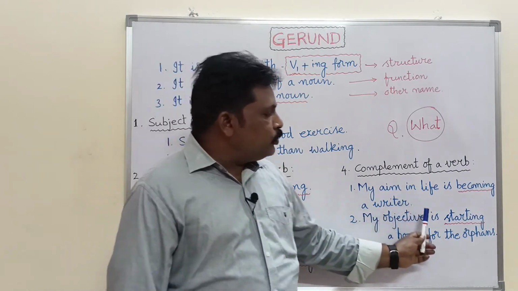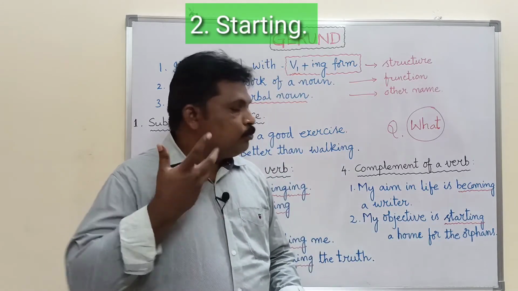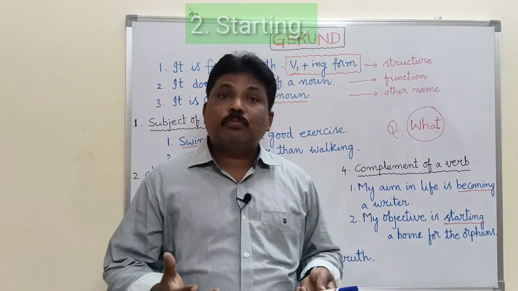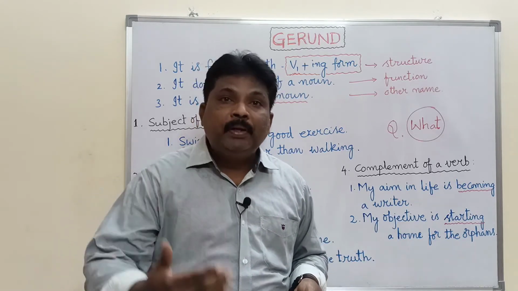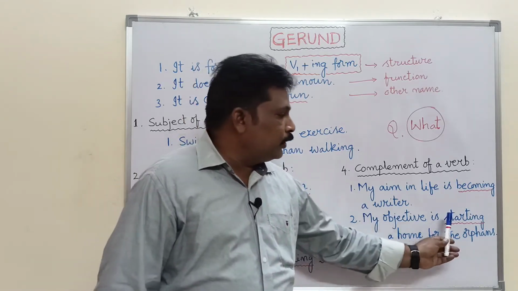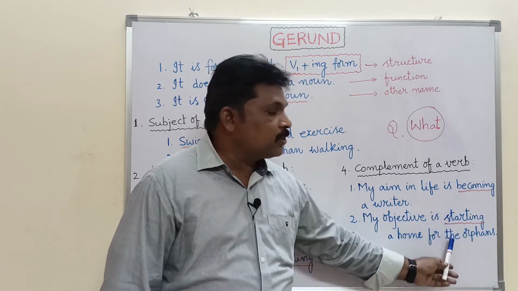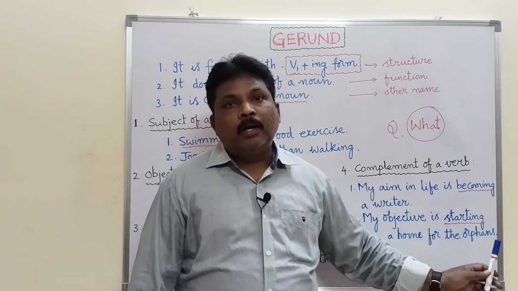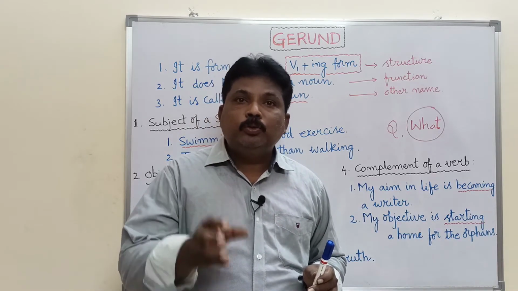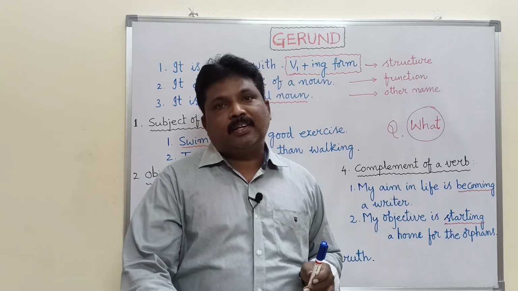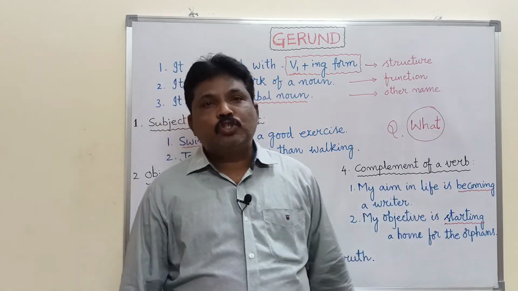Next, my objective is starting a home for the orphans. If we say my objective is, it is still incomplete. So to complete the incomplete sentence, we introduce a gerund along with a few words. This part is called complement. Remember, complement means a group of words which are used to complete an incomplete sentence. In this way we can use gerund.